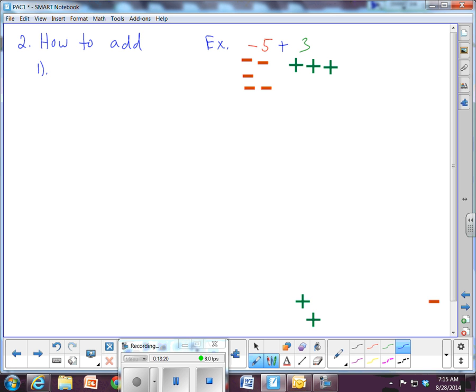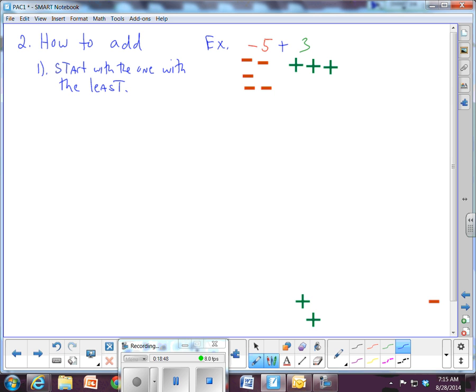Start with the one with the least. I'm not talking about value. I'm talking about how many there are. Start with the one with the least.